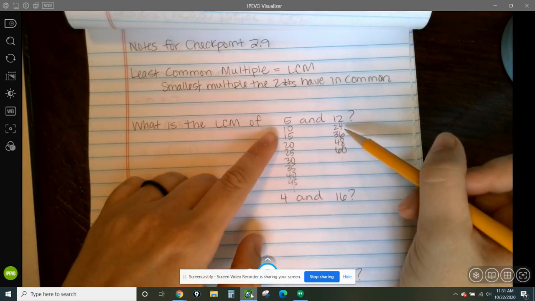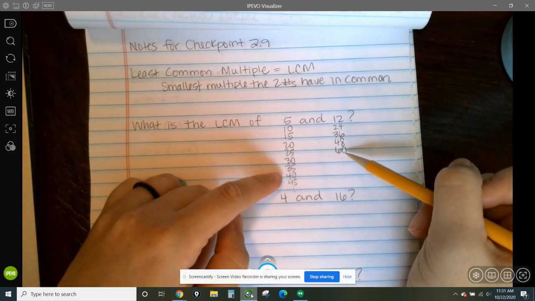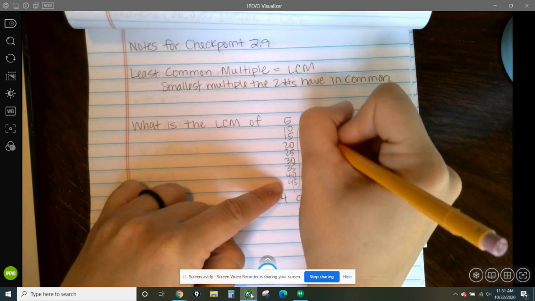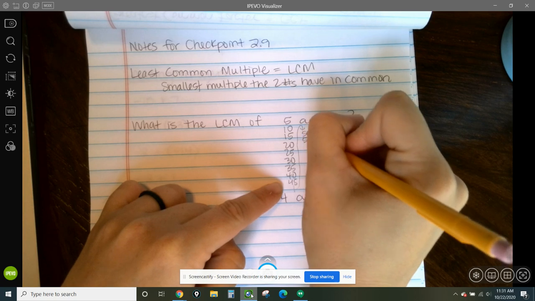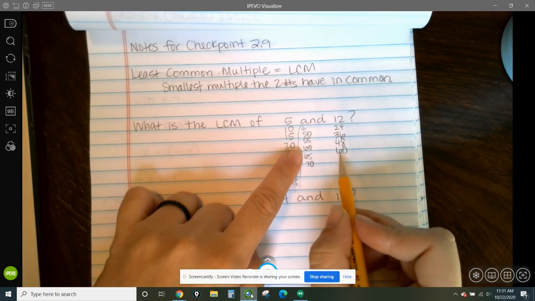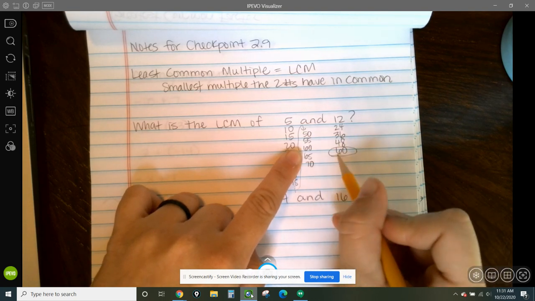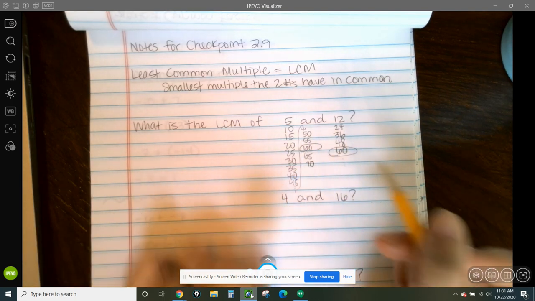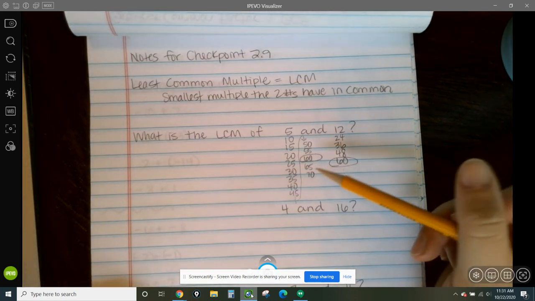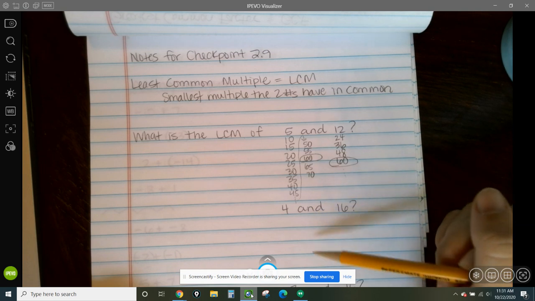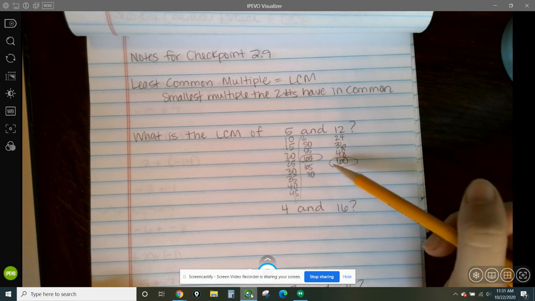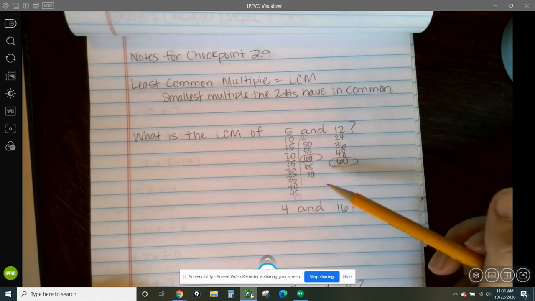So let's see if I got any matches yet. I don't have any matches yet. I need to keep going with 5. So I'm going to move over here. 45, 50, 55, 60, 65, 70. And I can stop now because I see that I have 60 in both lists. So the smallest common multiple is 60. There probably are more common multiples if I just kept listing all the 5s and kept listing all the 12s. We're looking for the smallest one that they have in common. So the smallest one here was 60.